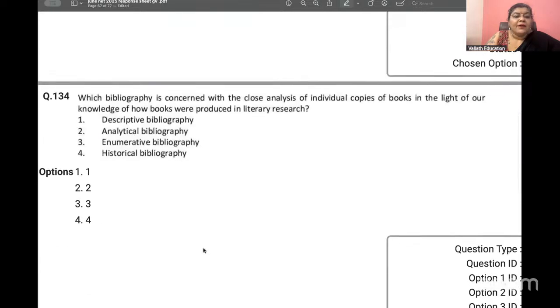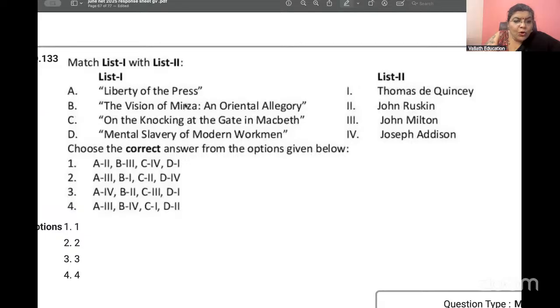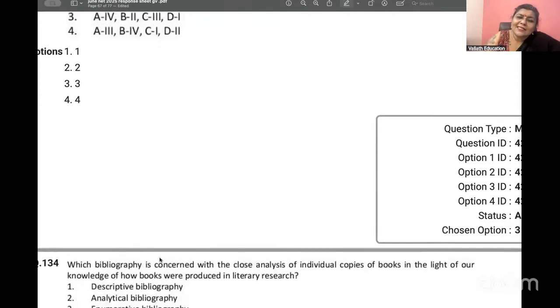Okay. Next question. Nothing you know. Okay. On the knocking at the gate in Macbeth, De Quincey. C1. Only one C1 option is there. Got it. You call this a difficult exam.